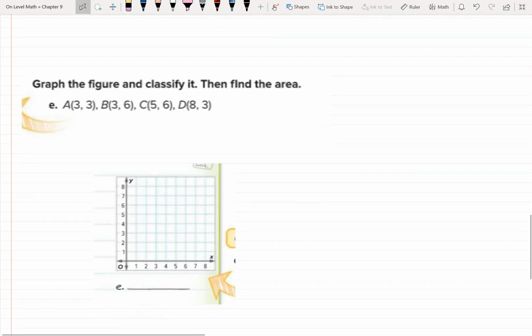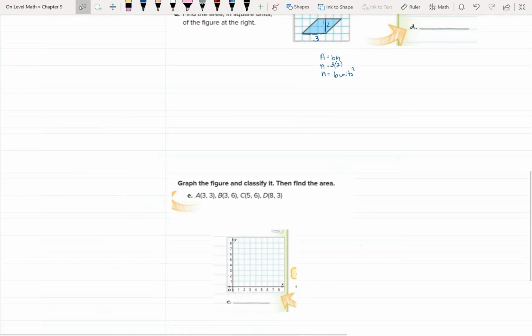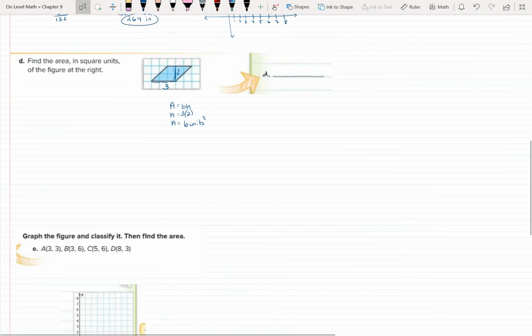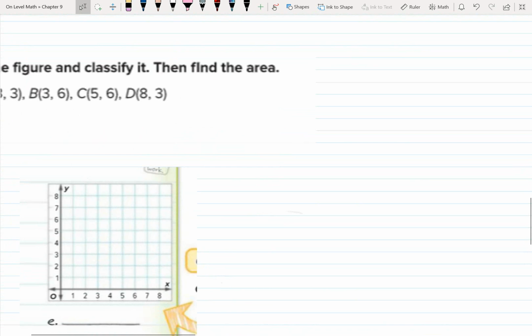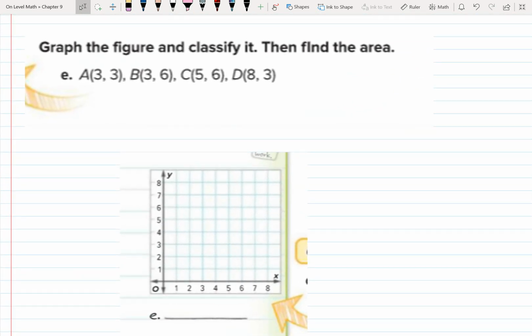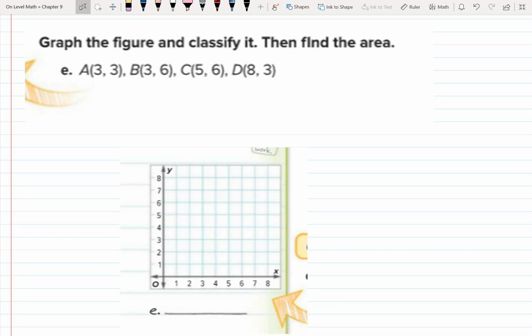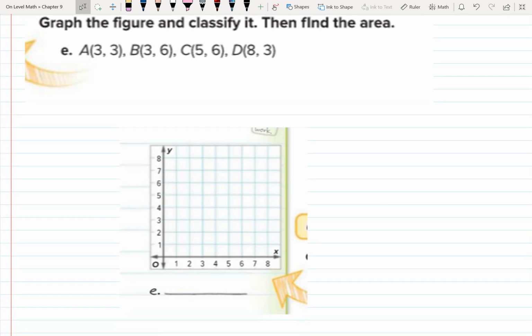Alrighty, and so this is kind of what I mean about instead of got it D where they give it to you, you would have to graph it, tell us what type of polygon it is, then find the area. So let's do this. This is our last one. So we need to graph it. 3, 3, 3, 6, 5, 6, 8, 3. This is kind of weird.